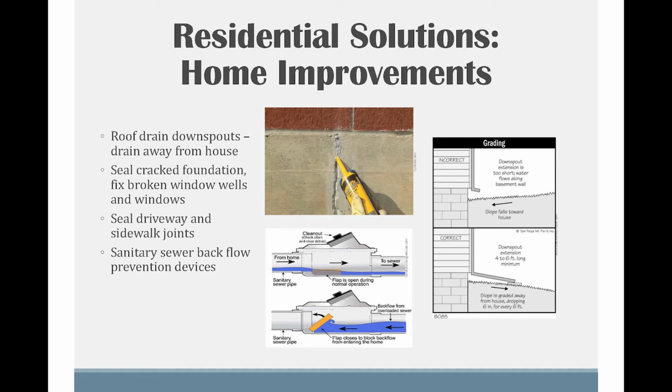Make sure you're putting on any gutter extensions to get that water away from your home, so it's not just infiltrating back at it. If you have any cracks in your foundation or broken window wells, make sure to seal those up as best as possible. Also seal any driveway and sidewalk joints, any way that the water would be able to seep in. And they also have sanitary sewer backflow prevention devices. That way, if you do have water backups, it won't allow it to get into your home.